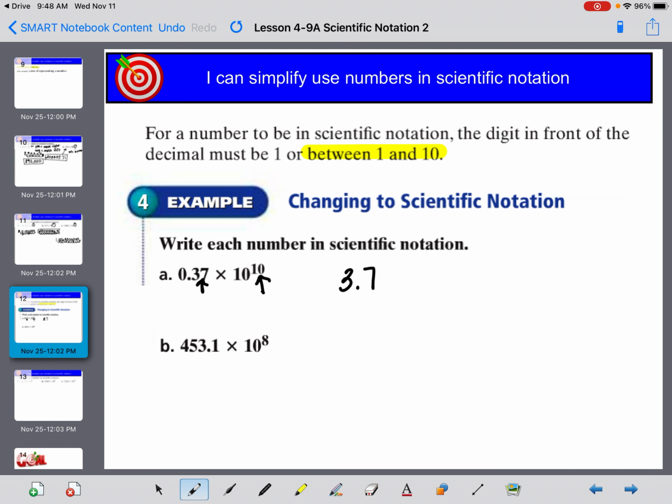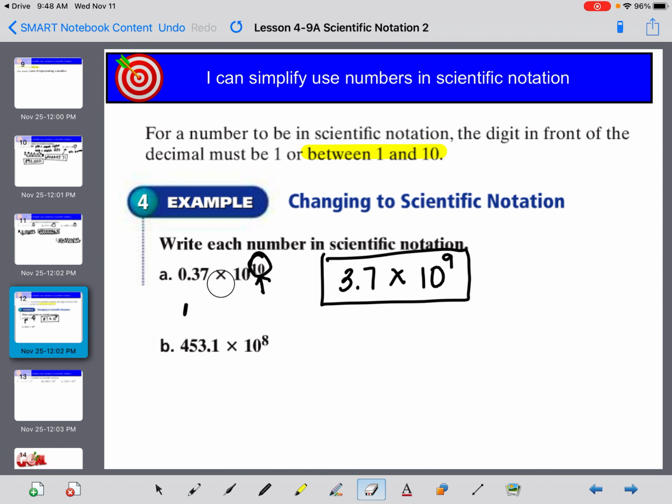Remember what the directions tell me. That means move the decimal to the right 10 places if the decimal was before the 3. But when I move the decimal one place to the right, I no longer need to move it a full 10 places because I already moved it one of those places. I need to move it 9 places to the right.